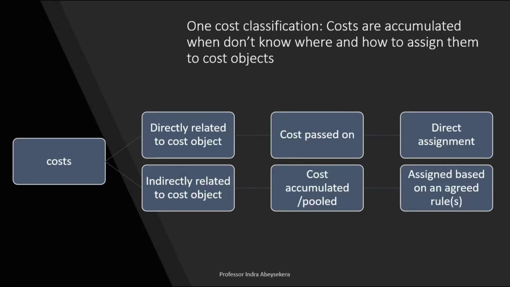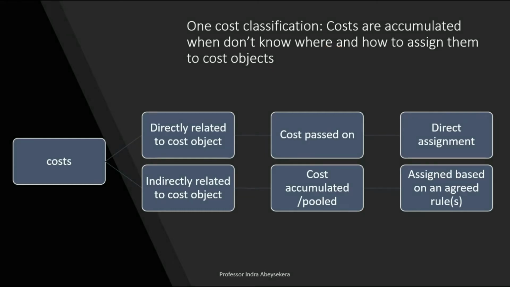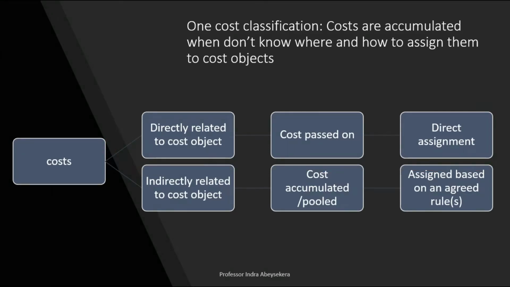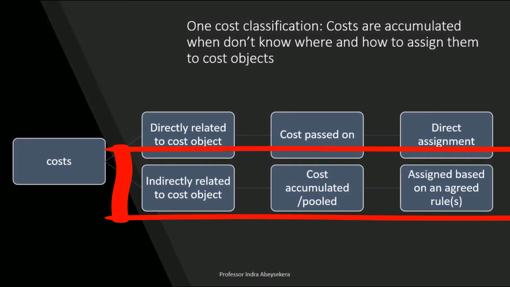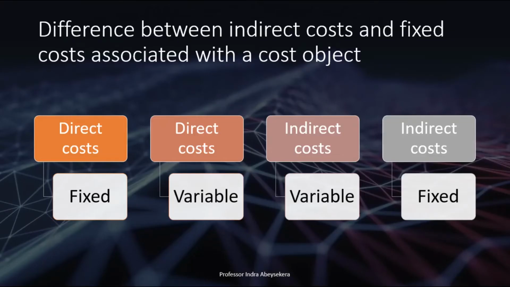There are different cost classifications. There are costs that are directly related to the cost object, and there are costs that are indirectly related to the cost object. Those that are directly related can be directly assigned to the cost object. Those that are indirectly related are assigned based on certain agreed rules. So there are direct costs and indirect costs.